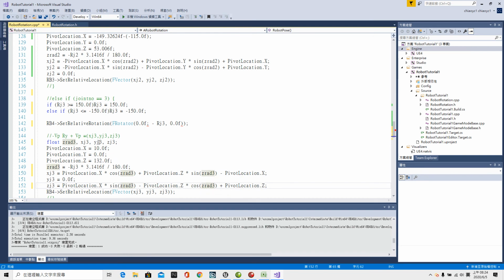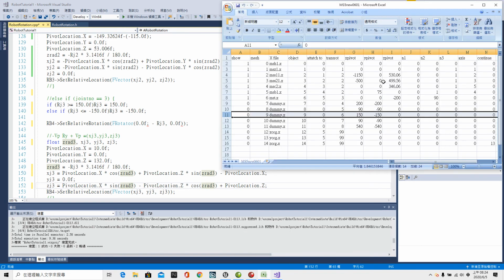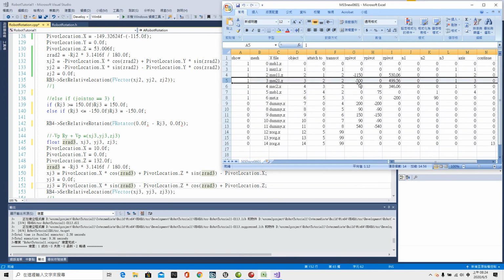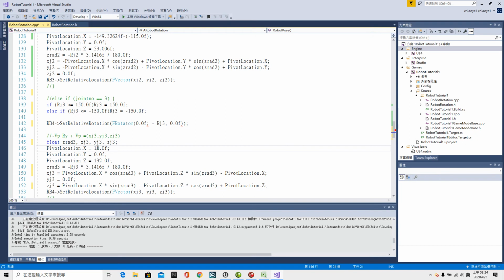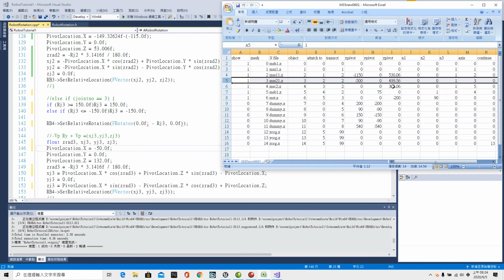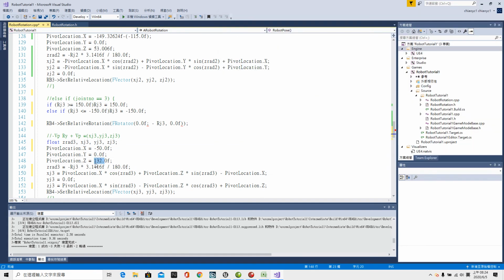And let's handle the pivot points according to the CSV table first. RJ3, 3. So S pivot minus 50.0F, Y equal to 0.0. And Z 49.956 F semicolon.